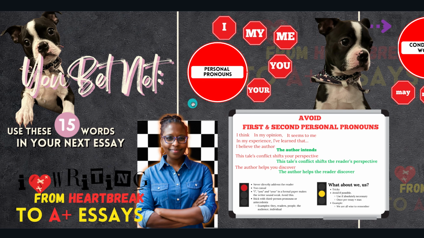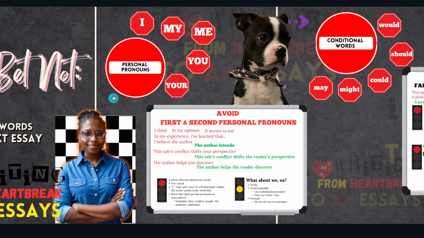So let's get started. The first set of words are the personal pronouns: I, my, me, you, and your. You want to avoid first and second person pronouns. So instead of saying "I think," "in my opinion," "it seems to me," "in my experience," "I've learned that," or "I believe," the author, state what the author intends. In a formal essay, the reader knows it's you speaking. So you never want to speak directly to the reader.